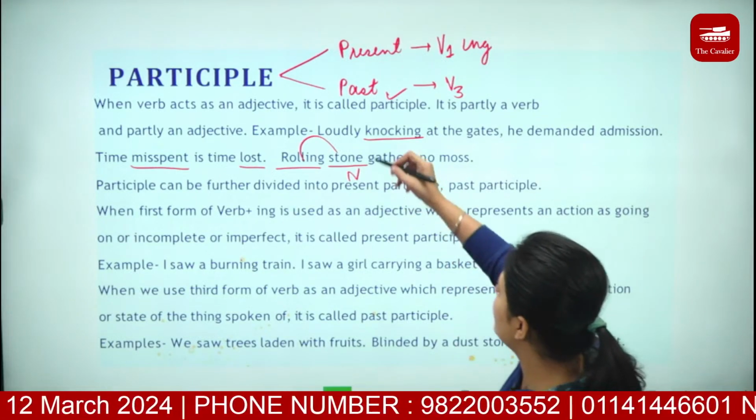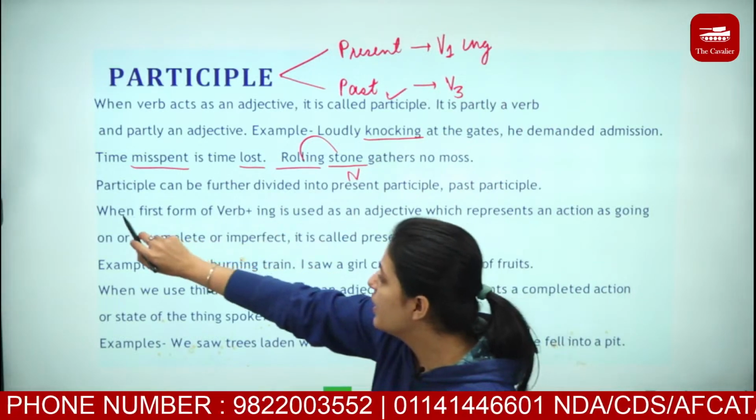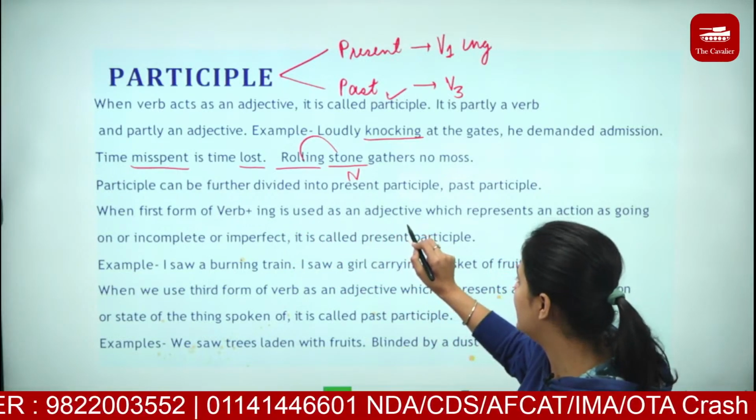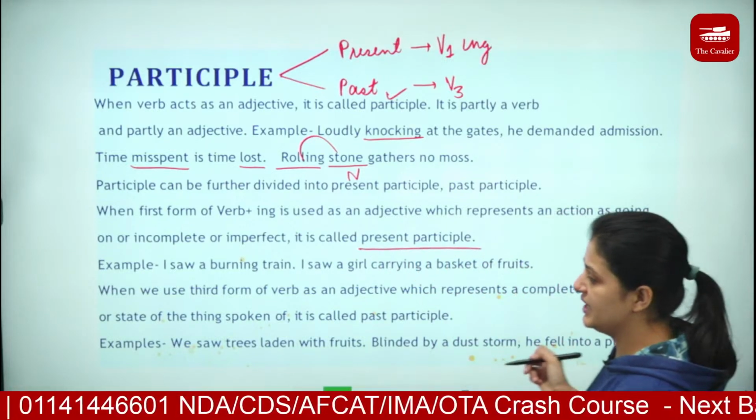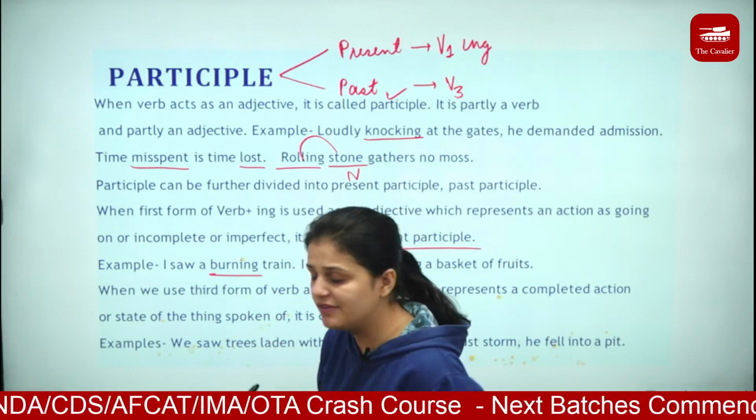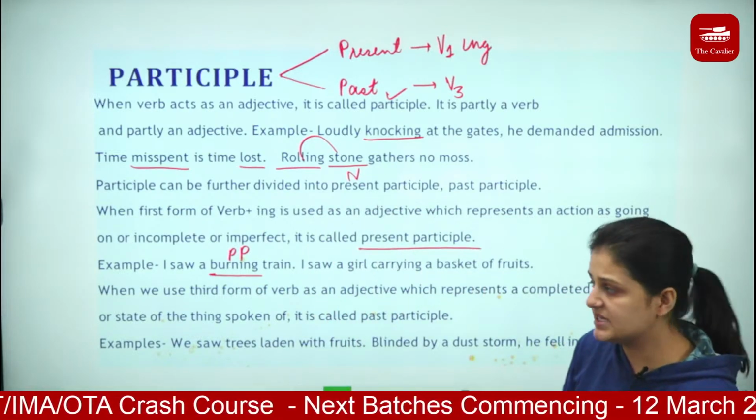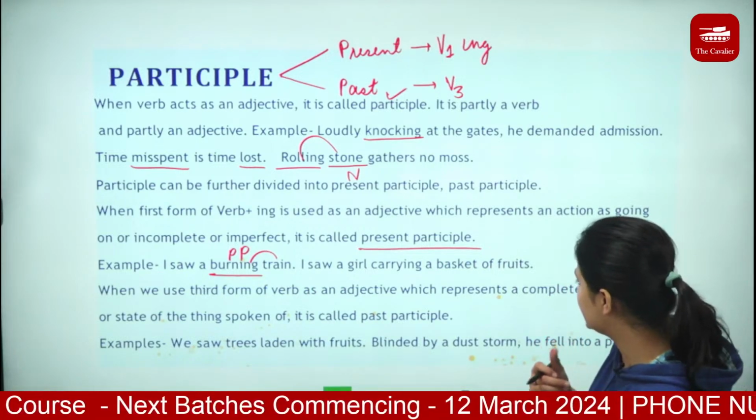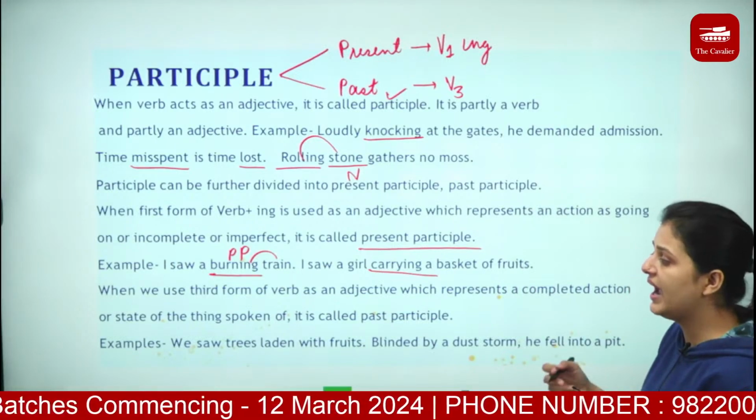Okay, it is further divided into present and past. Present is when verb की first form of the verb plus ing is used as an adjective, then it is called present participle. For example, I saw a burning train. So here burning, it is actually a verb but here acting as an adjective and qualifying the train. Next, I saw a girl carrying a basket of fruits. So carrying a basket of fruits, carrying, it is again what?